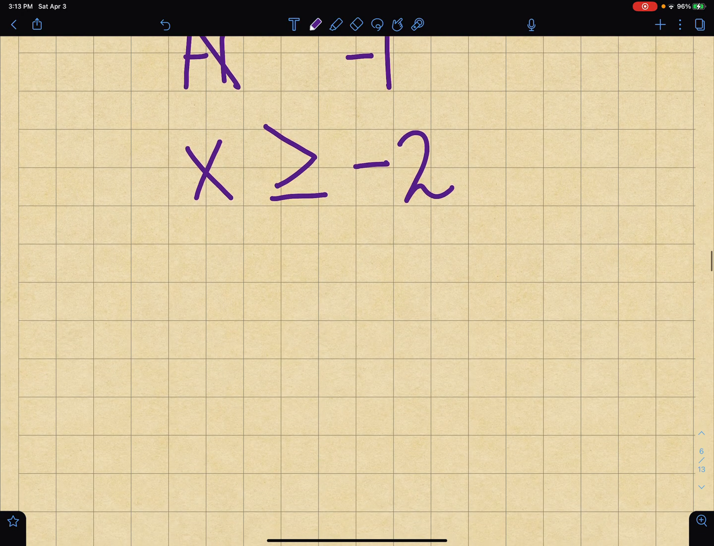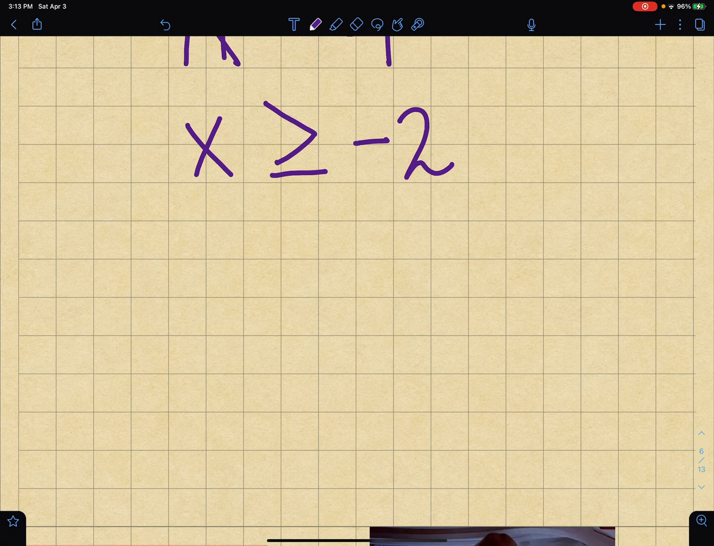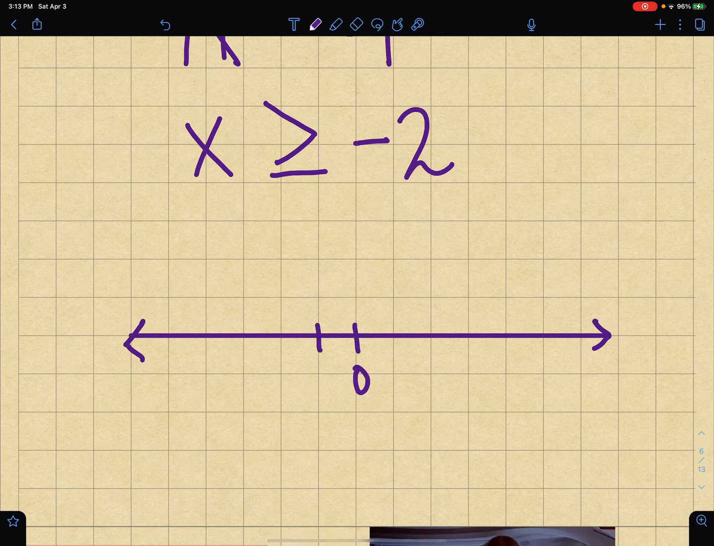Now all we have to do is graph that. So if we graph it, I didn't draw a number line this time, so I'll draw one real quick. X is greater than or equal to -2. I'll put my 0 here, -1, -2. So what does that look like? It includes the -2, so I'm going to draw a circle there. And it includes everything to the right, but it's only the integers, right? Because the domain was integers.